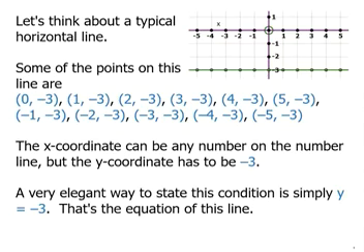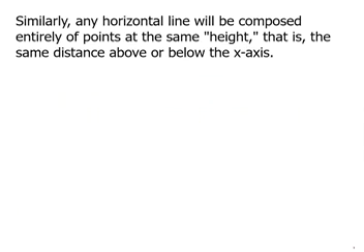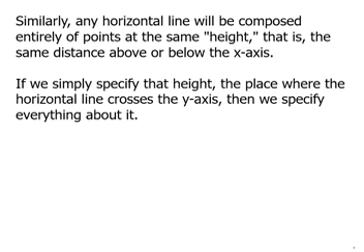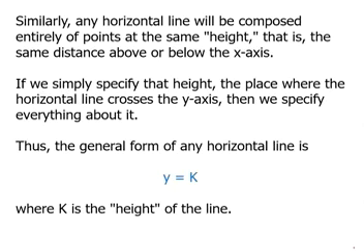We specify a horizontal line completely by specifying a y-coordinate. Similarly, any horizontal line will be composed entirely of points of the same height, that is, the same distance above or below the x-axis. If we simply specify that height, the place where the horizontal line crosses the y-axis, then we specify everything about it. Thus, the general form of a horizontal line is y equals k, where k is the height of the line, or k, we could say, is the y-intercept, because wherever it intercepts the y-axis, it just stays at that same y-coordinate.